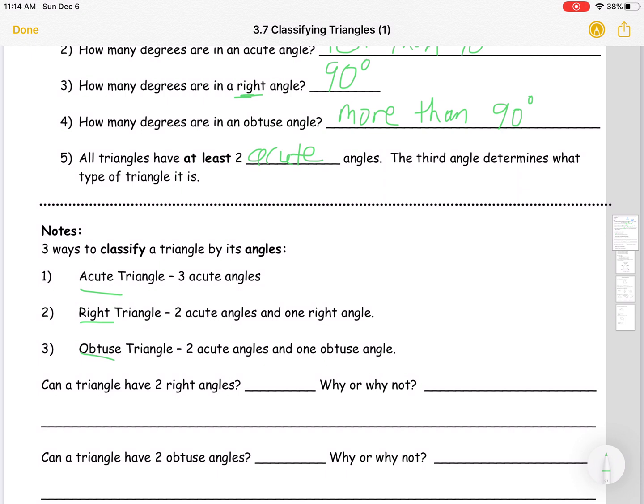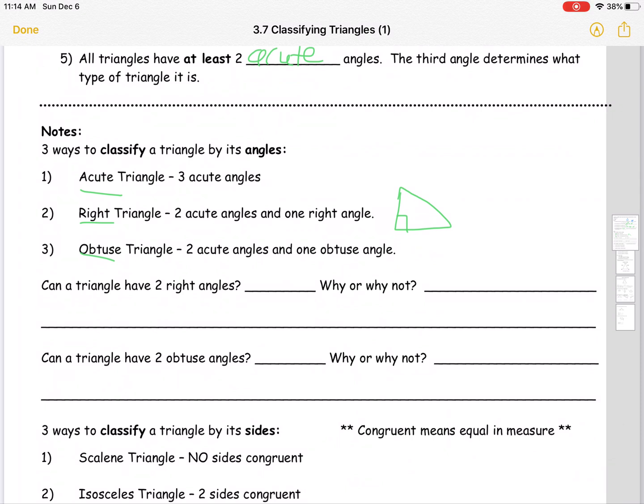A right triangle is 2 acute angles and 1 right angle. So a right triangle always is going to have 1 right angle. And an obtuse triangle is going to have 1 obtuse angle. Now, next unit is going to be all about right triangles. We're going to spend a couple weeks on only right triangles and doing all this different fun stuff with right triangles. Alright, but for now we're just going to have to classify them, okay?